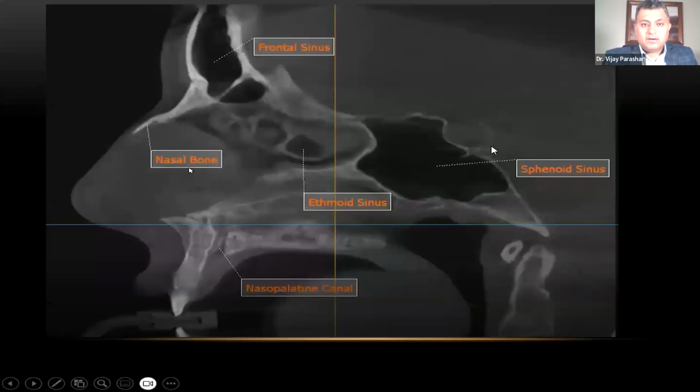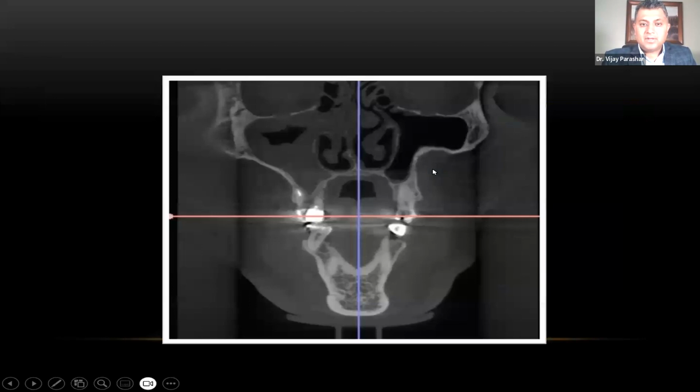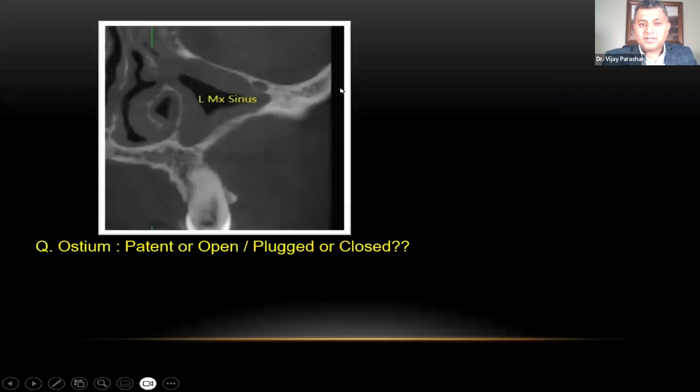More structures, frontal sinus, nasal bone, ethmoid sinuses, sphenoid sinuses. One more example here, more anatomy. Sinus looks clear on the left, right, not so much. Here we can see the open ostium, nasal septum and infundibulum, formation of bony spur, ethmoid air cells. All of those structures should be looked at when you are doing your airway evaluation.